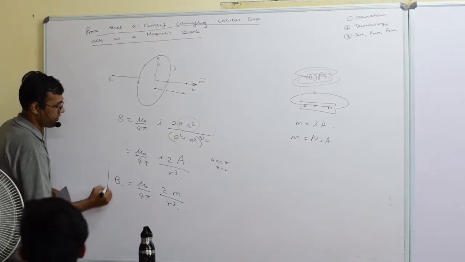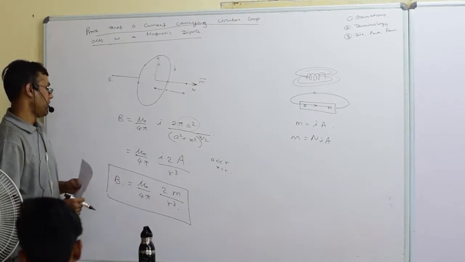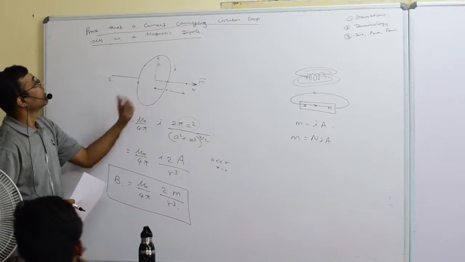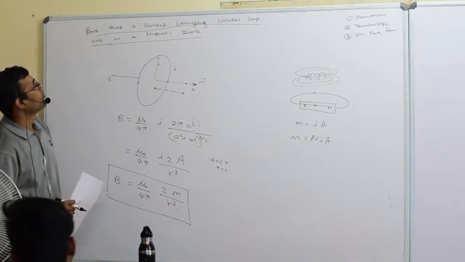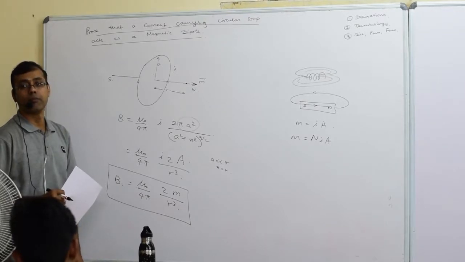So that's all. So this derivation is over. But you have to make a small note. By this result, we are going to say that this current carrying circular loop acts as a magnetic dipole. What is a magnetic dipole?